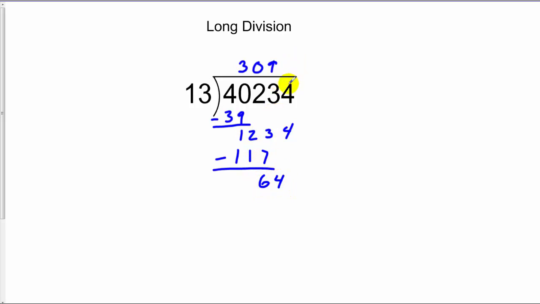Bring down the 4. 13 goes into 4 how many times? Or I'm sorry, 13 goes into 64 how many times? And that's going to be 4. Multiply, I get 52. We end up with a remainder of 12. And we could put a remainder 12 here. Also, what could happen is we could say, well, this is basically 3,094 and 12/13ths left over.